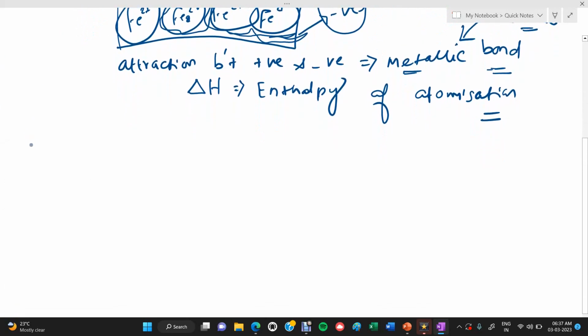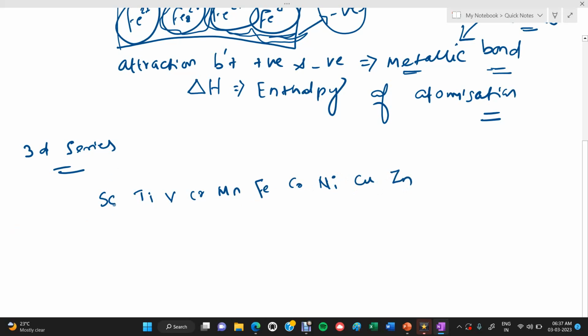So enthalpy of atomization is clear for you. Now let us check out the enthalpy of atomization in 3d series. Let us write the 3d series first. That is scandium, titanium, vanadium, chromium, manganese, iron, cobalt, nickel, copper, zinc. The atomic numbers are 21, 22, 23, 24, 25, 26, 27, 28, 29, and 30.